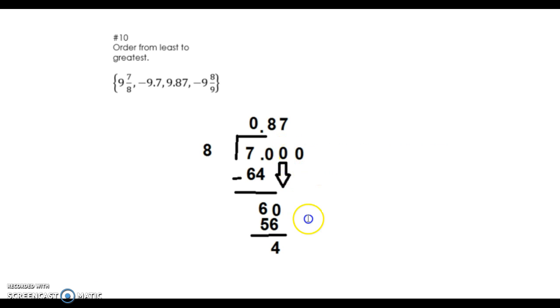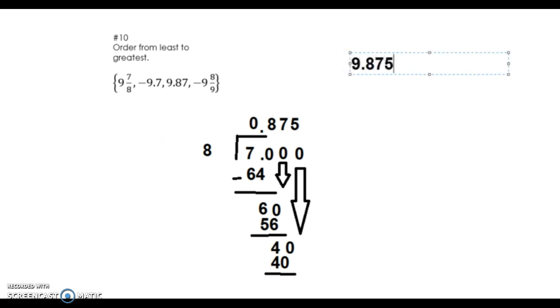Add another 0 and bring it down. And this becomes, let's see here, 40. Now 8 times what equals 40? Luckily, it finally ends because of 8 times 5, which equals 40. And we are done. So this fraction, which was 9 7/8, is going to turn into 9.875, right? And then our next number we had was negative 9.7.